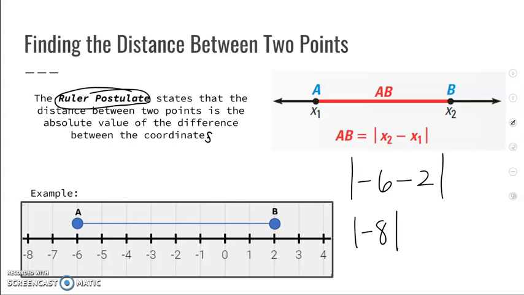Let's think about why the absolute value is a part of this postulate. If we're referring to distance, distance is never going to be negative. It's always going to be represented as a positive unit. That's why we have these absolute value bars inside this equation. Therefore, segment AB has a length of 8 units.